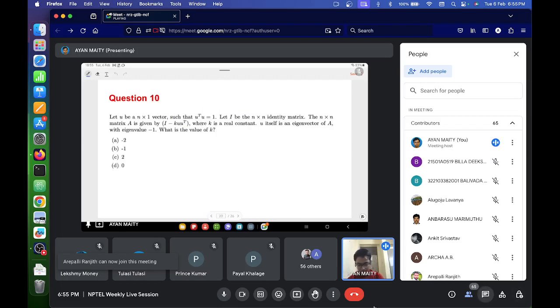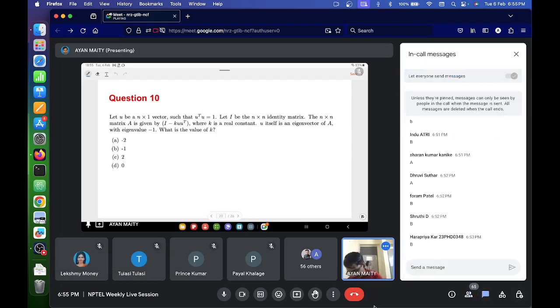Now question 10. Let U be an n cross 1 vector such that U transpose U equals 1. Let I be the n cross n identity matrix. The n cross n matrix A is given by I minus k U U transpose, where k is a real constant. U itself is an eigenvector of A with eigenvalue minus 1. So what is the value of k?